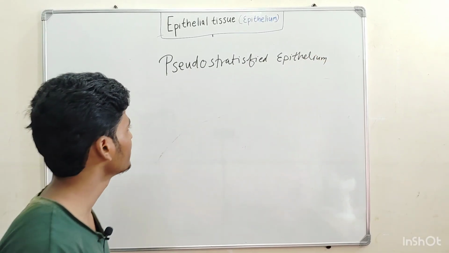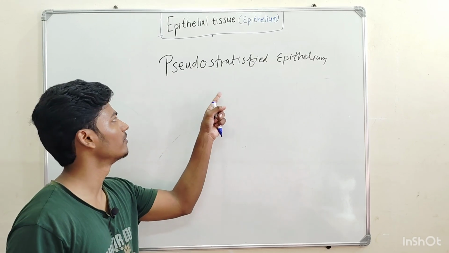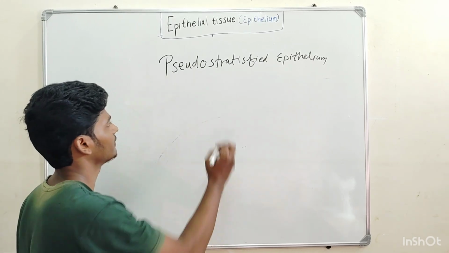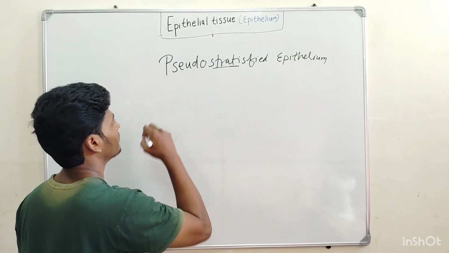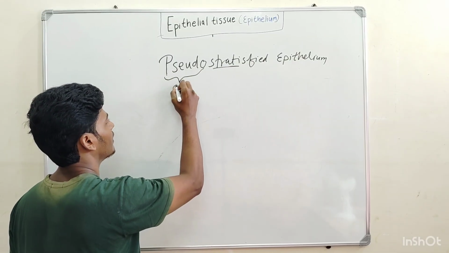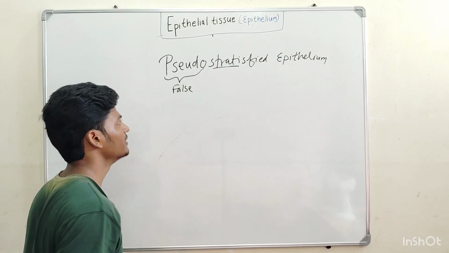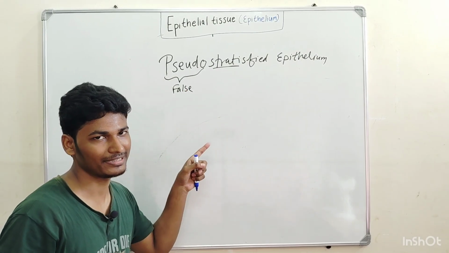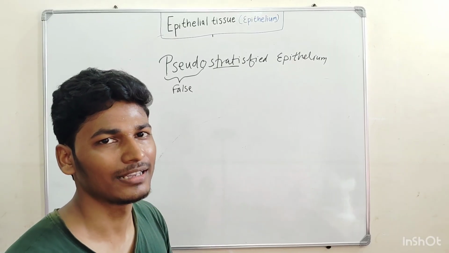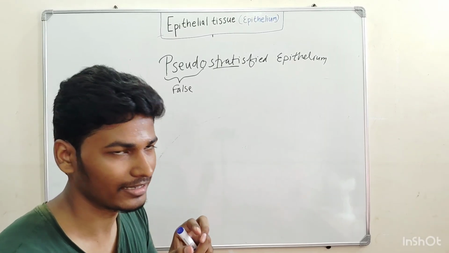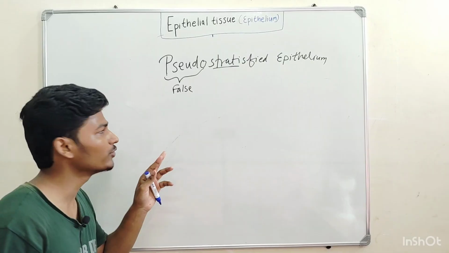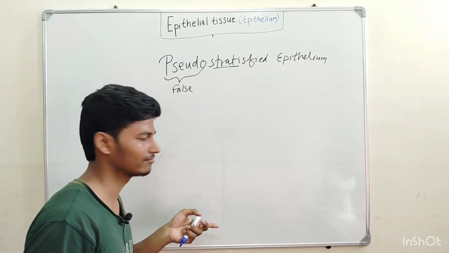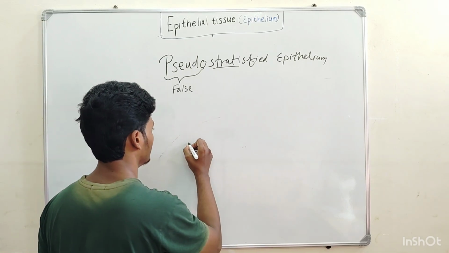You may get confused whether it is simple epithelium or stratified epithelium, because its name has stratified in it, but the word pseudo means false. It means it is not stratified epithelium, it is simple epithelium, but it looks like stratified. That's why it is called pseudo stratified epithelium. It will be clear from the picture.